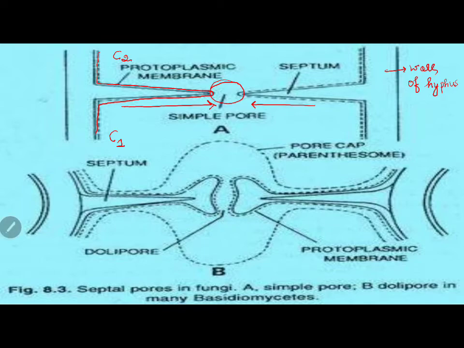But in case of the Dolipore septum, you can see if this is the simple septum, like what I have shown in the first picture, you can see how the membrane took forward. That means it took swelling forward and it's swollen to cover a donut shaped septal pore called the Dolipore septum.